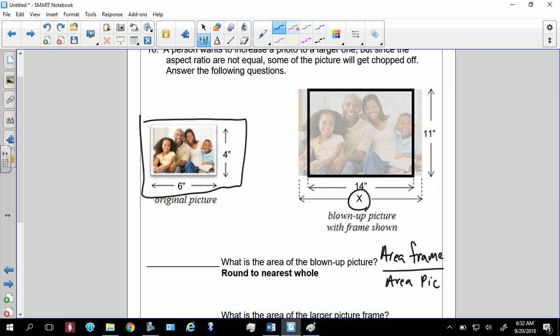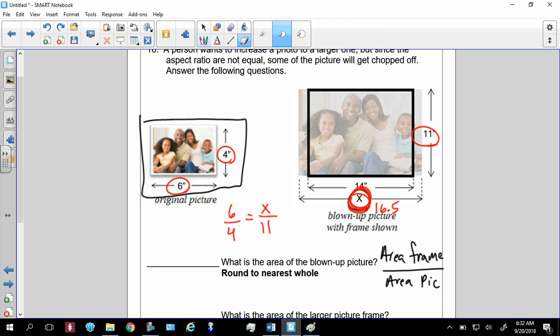All right, so we need to start off with the proportion. Width is 6. The height is 4. 6 over 4 is equal to, here is the width of the picture, guys. It's X over 11. X over 11. X ends up being 16.5.